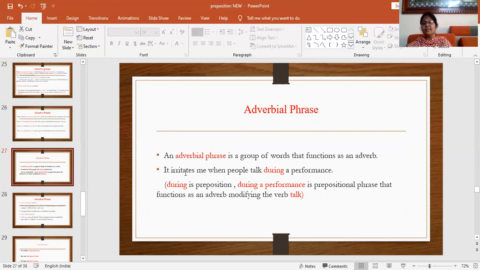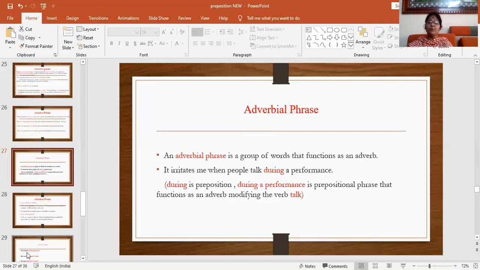Now look at this sentence. It irritates me when people talk during a performance. When does it irritate? When people talk. Talk what? Telling more about talk is during a performance. So during is a preposition. During a performance is a prepositional phrase that functions as an adverb modifying the verb talk, right?